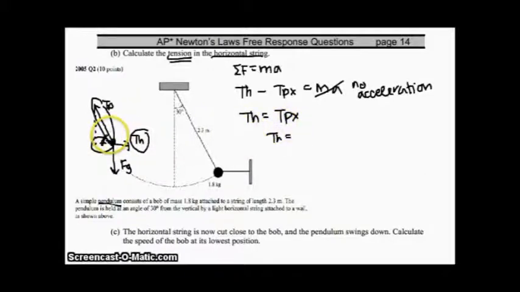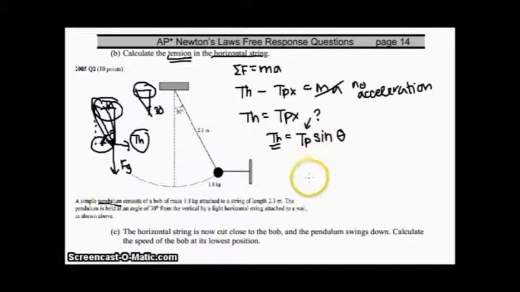If we look at the angle, sorry, it's a bit messy. TP we have over here, and then TP sine theta, since it is the opposite of the 30-degree angle we are being given. So now we need to figure out what TP is. So now we can use the y component to figure out TP.